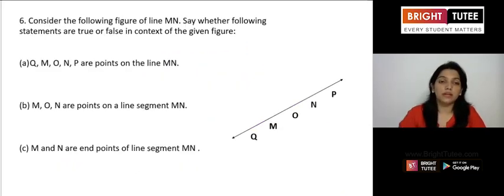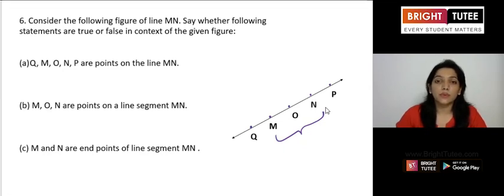Moving to the next one. Look at this image here. We need to consider the following figure of line MN. So here we have these particular points. Let's just put the points here for all these letters. So here for all these letters we have marked the points. It is saying consider the following figure of line MN. So they have used this particular part to name the line. And I hope you remember that we can name a line in as many ways as we can.